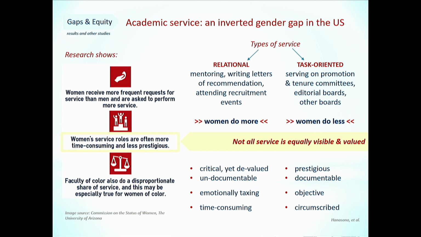Relational service also tends to stay largely undocumented. I don't know about people, but generally in the academic spheres that I move in, we don't write how many letters of recommendation for students or faculty we write in our CV. That's not something we document or count, or how many recruitment events we may attend. So again, it's things that speak to the health of the academic institutions but are not documentable. So they remain invisible relative to the highly documentable and prestigious services.